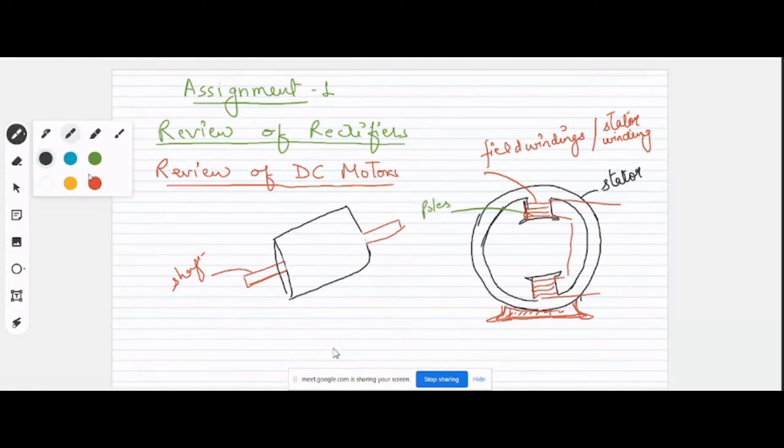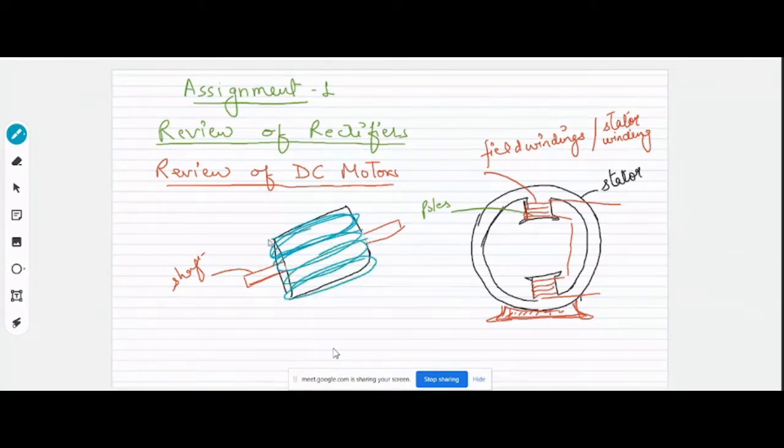On the outer surface of the rotor core, we have the windings, and in case of DC motors, what do we call these windings? Armature winding. Right, armature windings, whereas the rotor is called the armature.